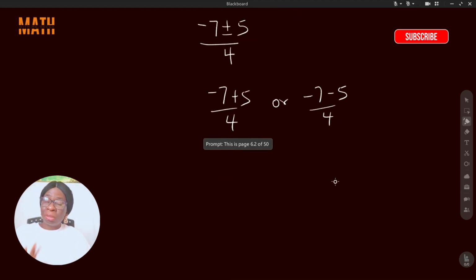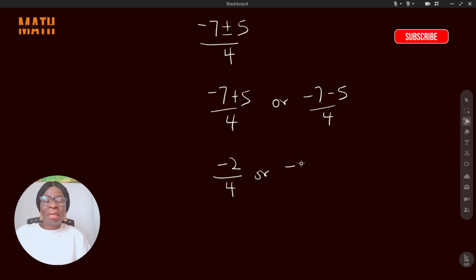Negative 7 plus 5 will be negative 2, then over 4, or negative 7 minus 5 is negative 12 over 4. And this will give minus 1 over 2 or minus 3. Even with awkward numbers, the golden key never fails.